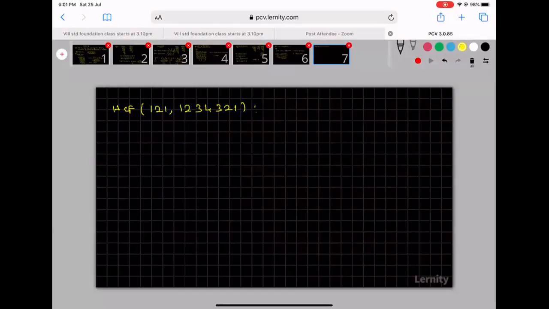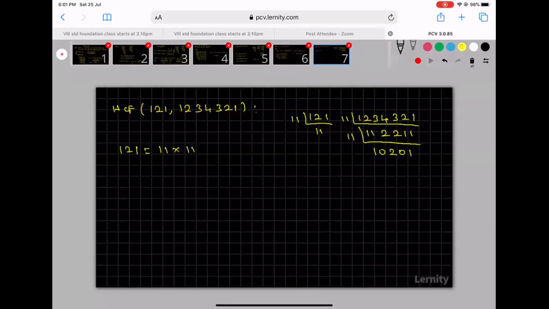So now you see here 121, I'm taking 11 11s are 121. So here 1 2 3 4 3 2 1. So I'm taking here 11 means 1 1 2 2 1 1. Again 11 table I'm taking 1 0 2 0 1. Okay, so here HCF is equal to, I can write 121 as 11 into 11. So 1 2 3 4 3 2 1 can be written as 11 into 11 into 1 0 2 0 1.